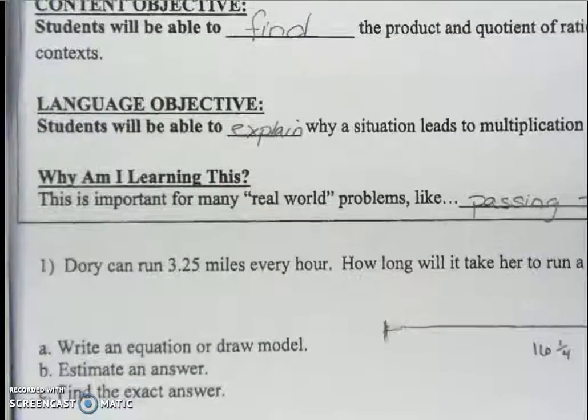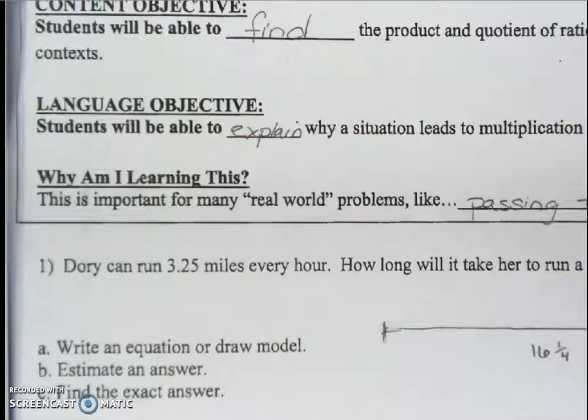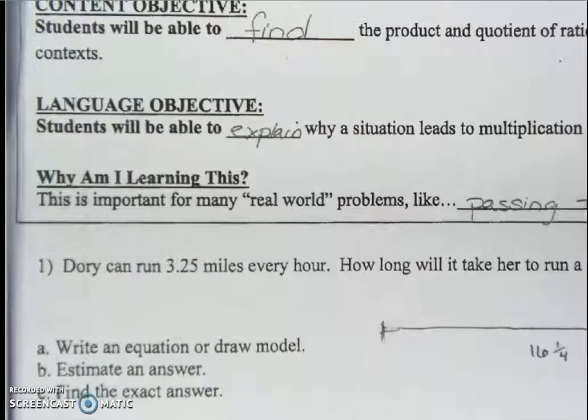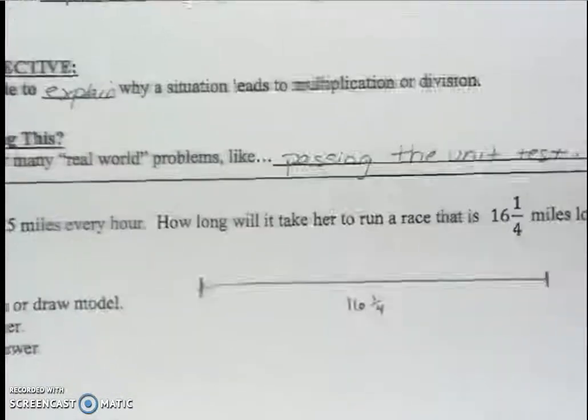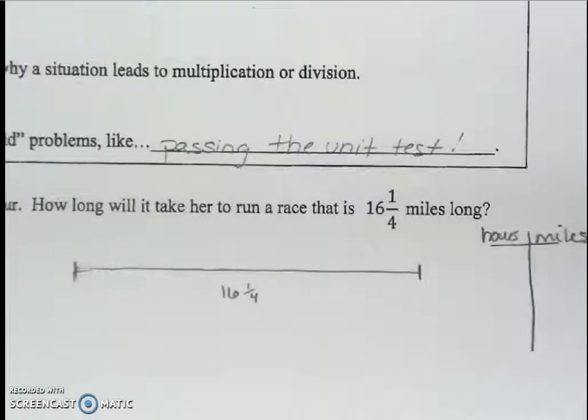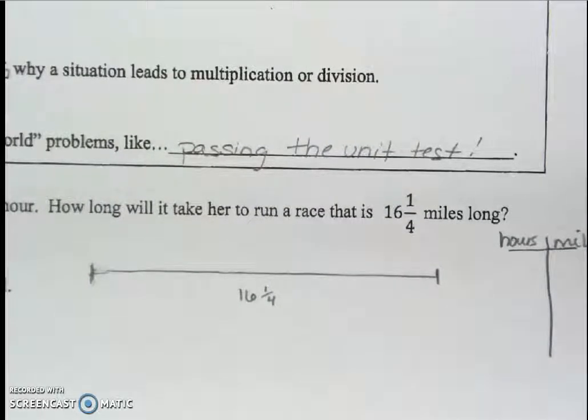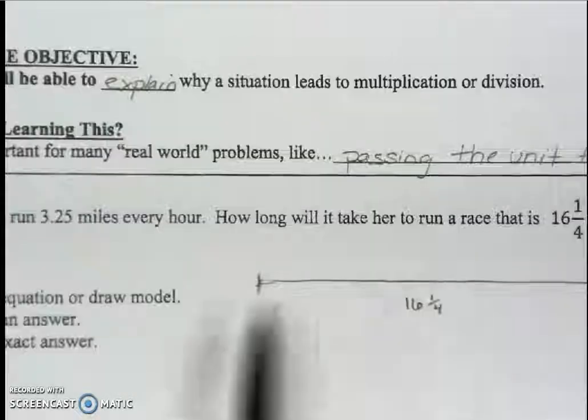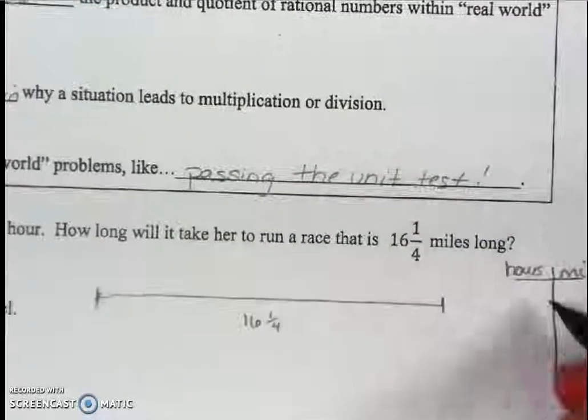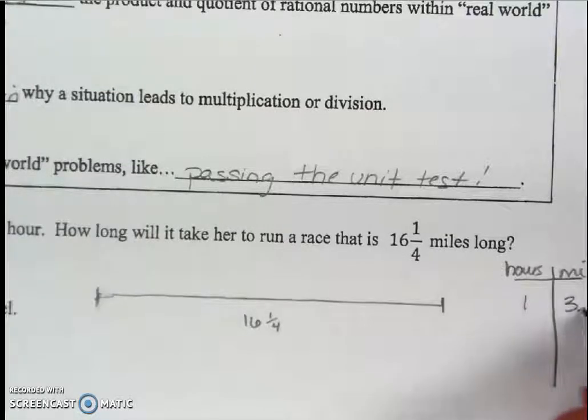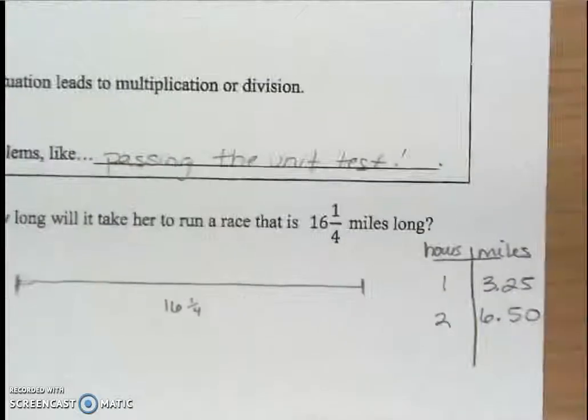All right, so let's look at the very first one. It says Dory can run 3.25 miles every hour. How long will it take her to run a race that is 16.25 miles long? So if we're thinking about what it says here, she can run 3.25 miles every hour. That means in 1 hour, she can run 3.25 miles. In 2 hours, she'd be able to run 6.50 or 6.5 miles.